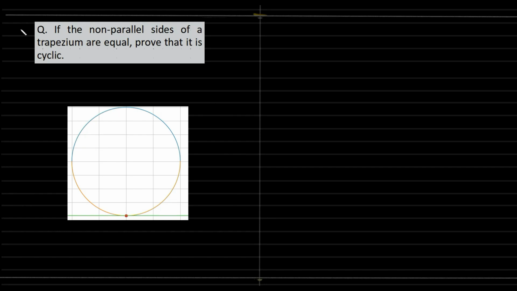Guys, I would like you guys to figure out the diagram for this particular question. Okay, so what is the diagram about? It's about a trapezium whose non-parallel sides are equal. So what is a trapezium? A trapezium is a quadrilateral, and I would like you guys to figure out the properties of a trapezium.